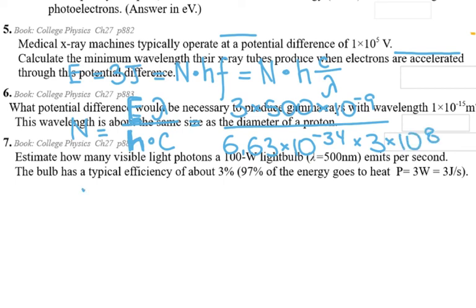And if I do my calculations, I will get that n is equal to 7.54 × 10 to the 17 photons.